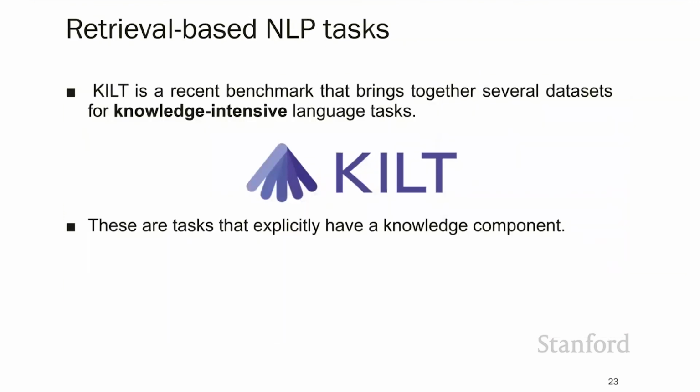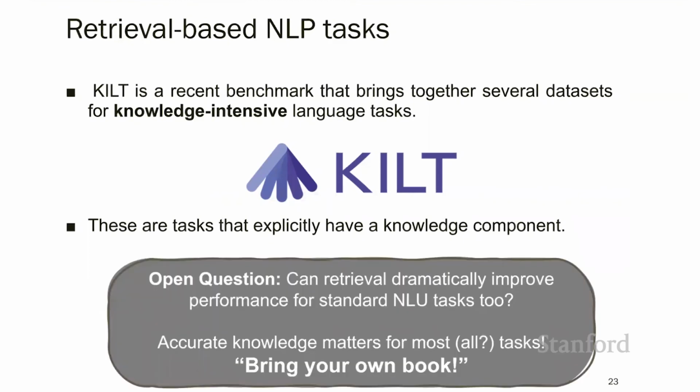KILT, or knowledge-intensive language tasks, is a recent effort aimed at collecting a number of different data sets for retrieval-based NLP. Incidentally, all of these tasks in KILT explicitly have a knowledge component, like answering a question or verifying a claim. An open question in this exciting area is whether retrieval can improve performance for standard NLU tasks as well, ones where the knowledge challenge is less explicit. Think, for example, sentiment analysis, natural language inference, or any of the other tasks we've studied so far.